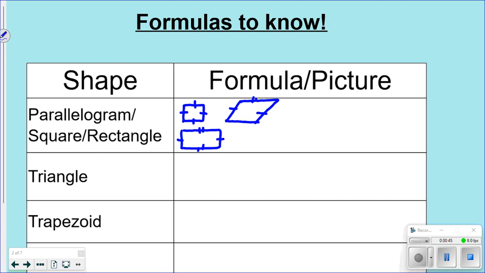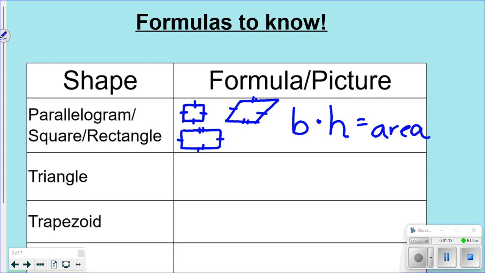Opposite sides are congruent. The angles maybe are not 90, but all of them are related because all of them have two sets of parallel lines in them. The opposite sides are parallel. Now, the formula for all three of these things is the same. The base times the height will give you the area. And that's for all of those shapes.